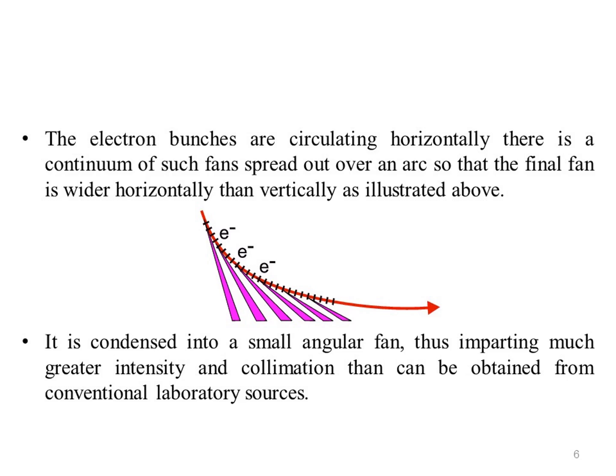This then represents one of the great advantages of synchrotron radiation, that it is condensed into a small angular fan, thus imparting much greater intensity and collimation than can be obtained from conventional laboratory sources.